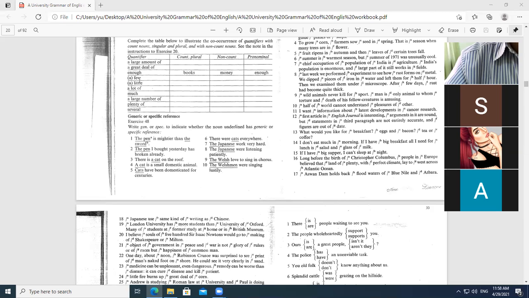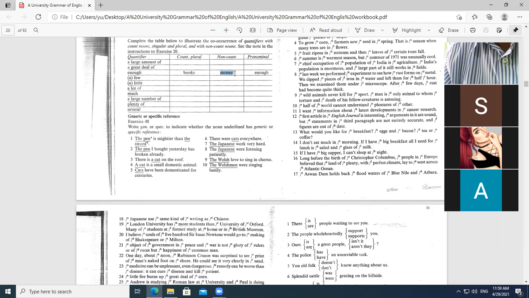A few books, a few money? Few books. Then we use a few with countable books. Can we say a few book? No. Even a few is used with countable plural. A little. Can we say a little book or money? Money. Then a little is what? We use it with uncountable.